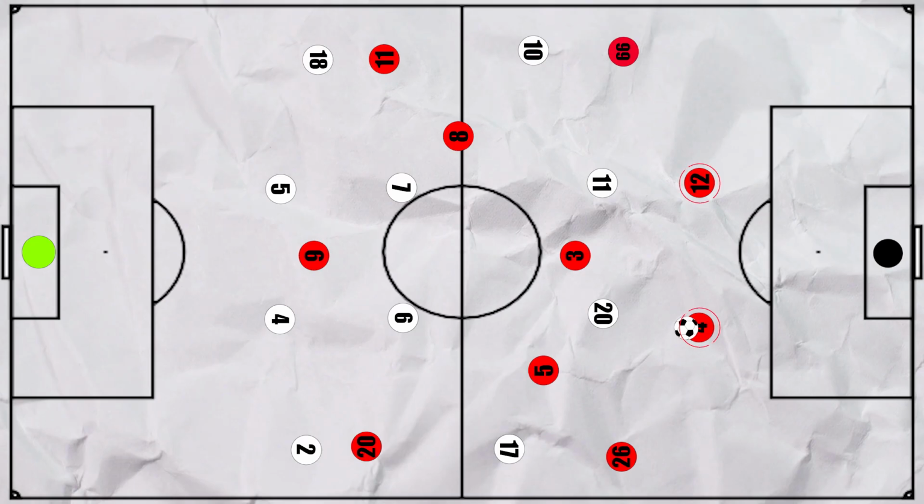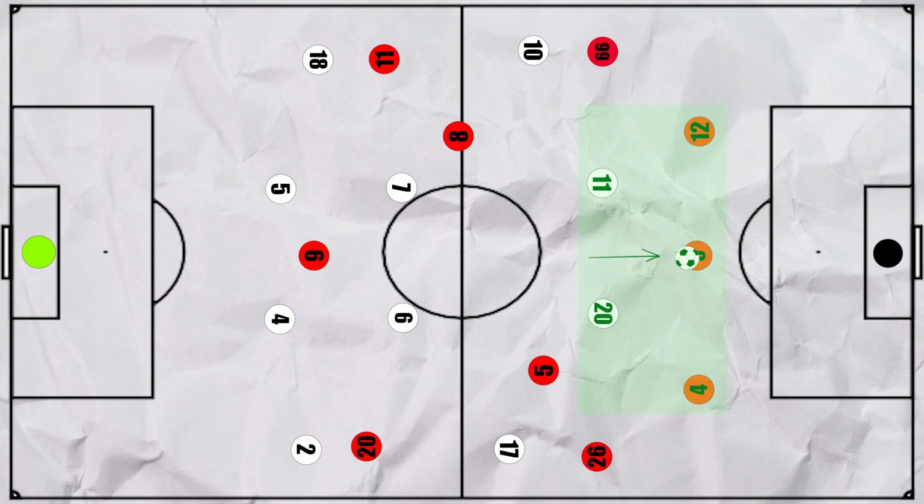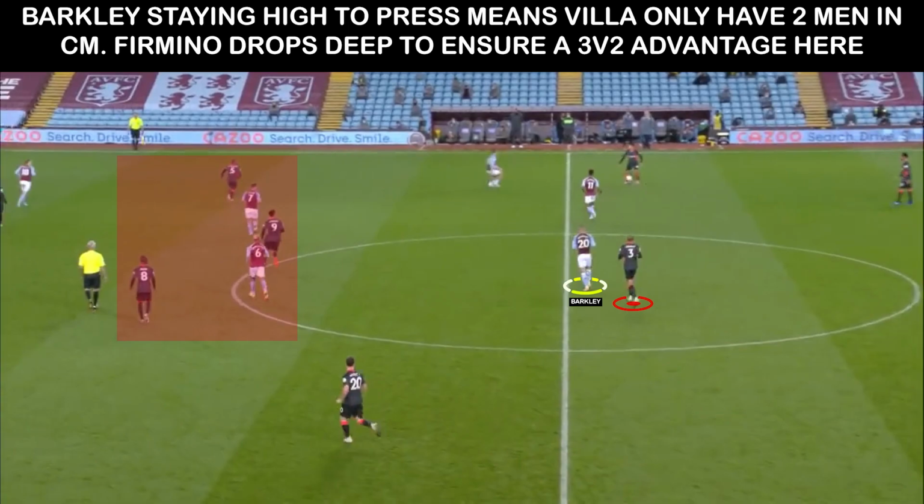So Liverpool looked to adapt to a back three, at times with Fabinho dropping deeper between the centre-backs to now have more numbers deep, and Firmino would drop deep into the midfield region to ensure that they had a numerical advantage here as well, as Barkley was high helping the press.